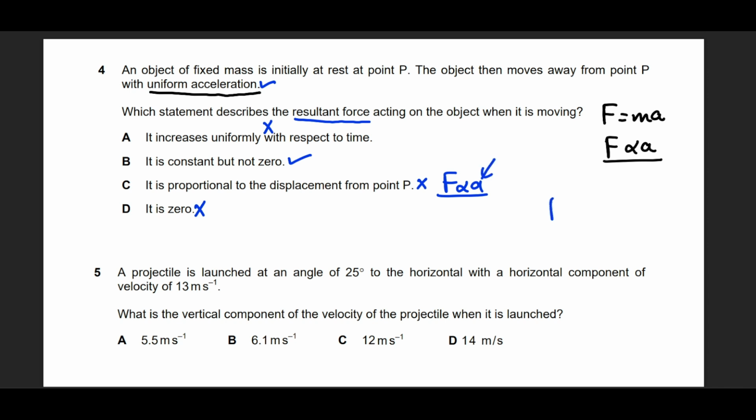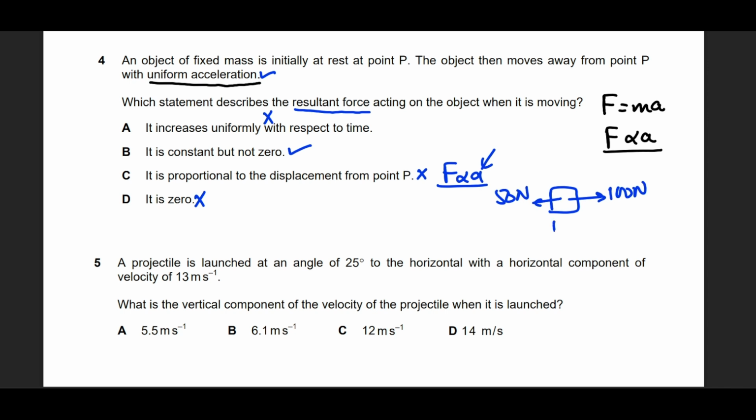Now, a simple example would look something like this. So this is 100 newtons of force, and let's say it is being opposed by 50 newtons of force, and that would be 100 minus 50 equals ma. So we have a resultant force of 50 newtons producing an acceleration in mass m. So it can't be zero, right? So option B seems to be the best answer in these given circumstances.